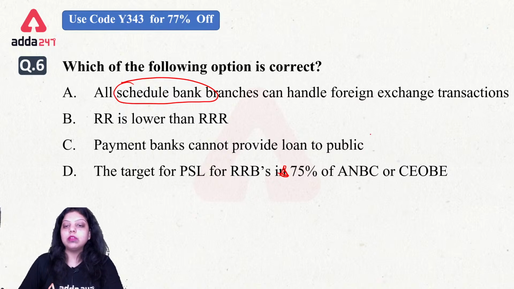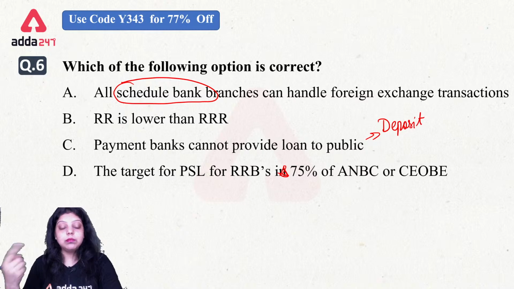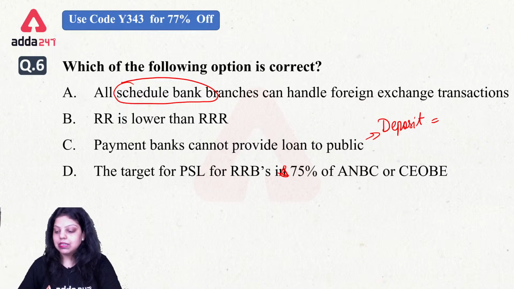What is the limit of the payment bank? What amount of deposits can it be? What is the maximum amount of deposit that can be accepted by a payment bank? Is it 1 lakh, 2 lakh, 3 lakh, 4 lakh, 5 lakh? What is it?